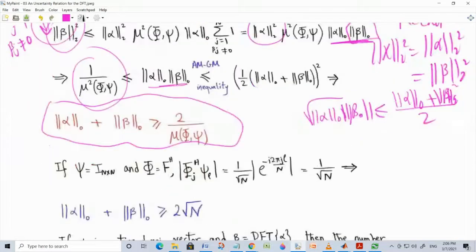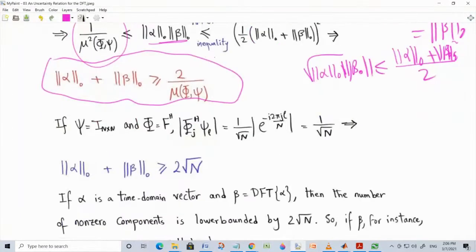Okay, and you can actually compute mu squared if you choose one of your matrices to be identity and the other to be the unitary DFT matrix. So in that case, this right-hand side will be square root m.